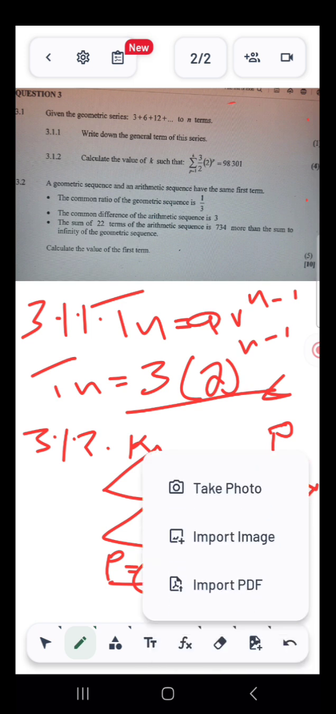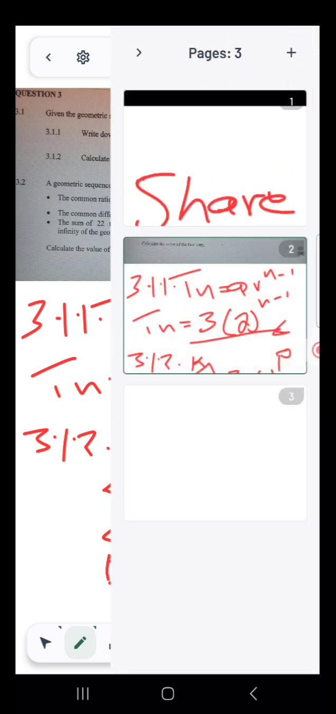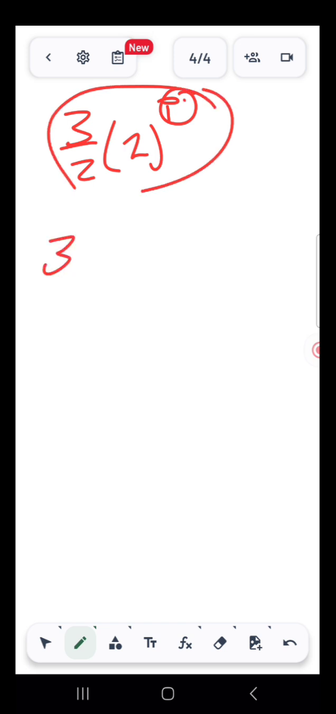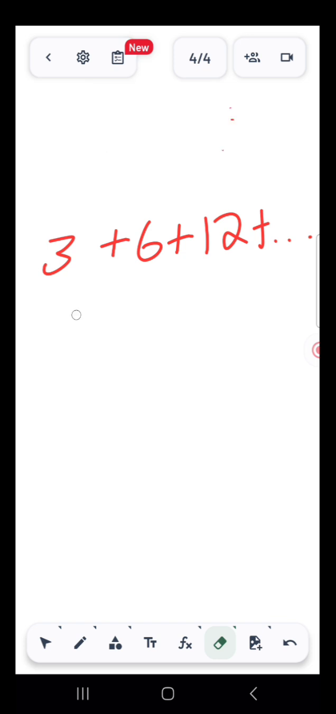So when we do that, with 3 over 2 times 2 to the p, you put 1 for p in your calculator and your answer will be 3, then you put 2 for p and your answer will be 6, then you put 3 for p and your answer will be 12, and then it gives you a sequence. We are looking for k. K meaning what? How many terms are there? So we are looking for n.